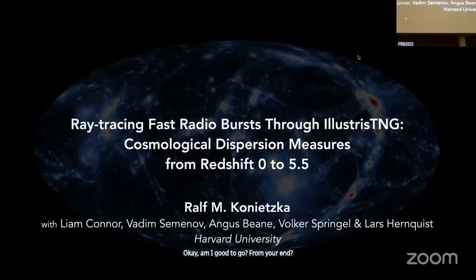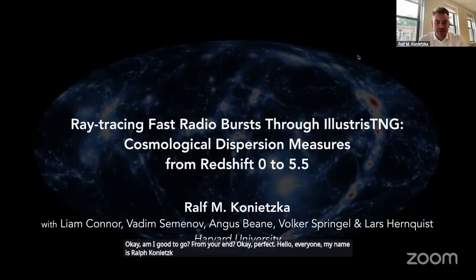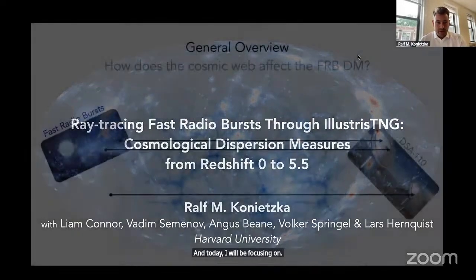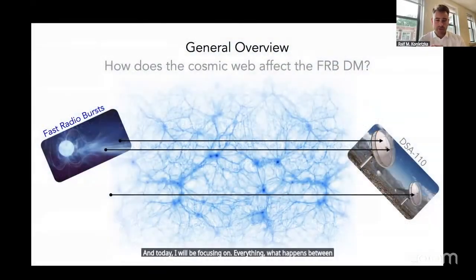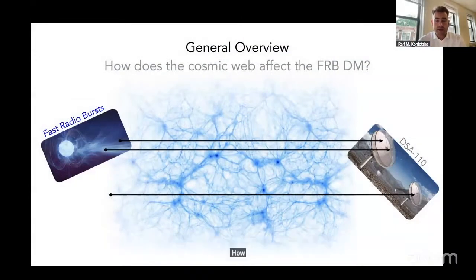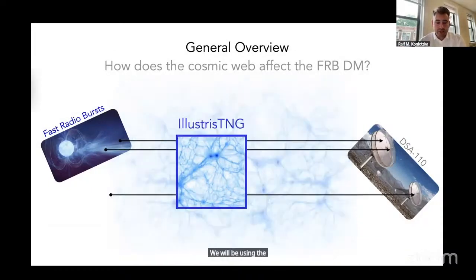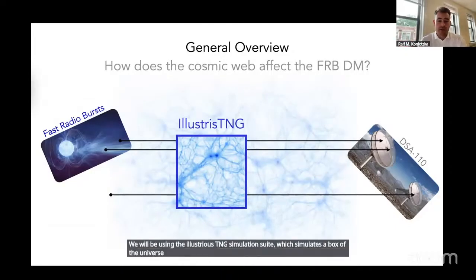Yep. Okay, perfect. Hello, everyone. My name is Ralf Konietzka. I'm a PhD student at Harvard working with Lars Hernquist and Liam Connor. And today I will be focusing on everything that happens between the origin of the fast radio burst and the Milky Way, meaning how the cosmic web is affecting the fast radio burst signal. To this end, we will be using the IllustrisTNG simulation suite, which simulates a box of the cosmic web between the burst and us.